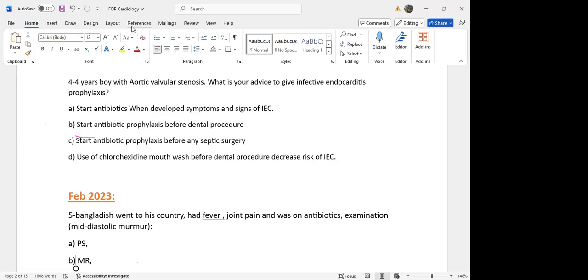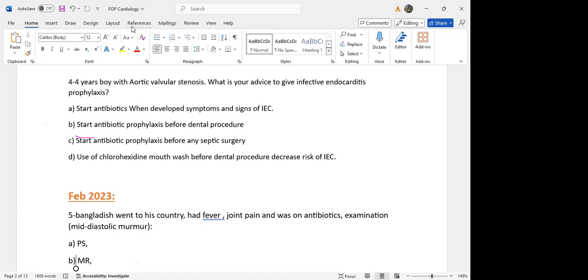Okay, next. Before any episode of infective endocarditis occurs. Very good. If there is a previous history of infective endocarditis, then you can give it. So there is no previous history. Third, any cyanotic heart disease. Okay. So there is no cyanotic heart disease.